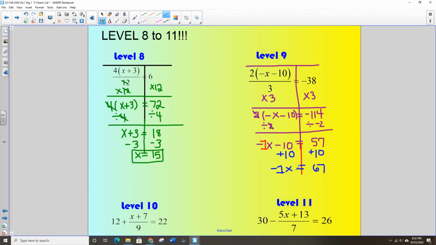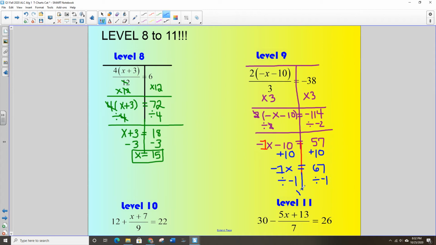equals 67. And depending on which math teachers you've had in the past, they may suggest a different thing at this point. But when I work with my students, I usually tell them to think of this as times negative 1. And how do you undo times negative 1? You divide by negative 1. And what's a positive divided by a negative?